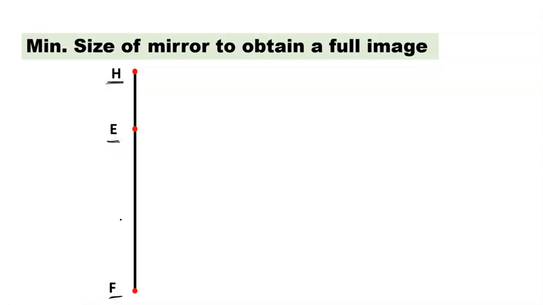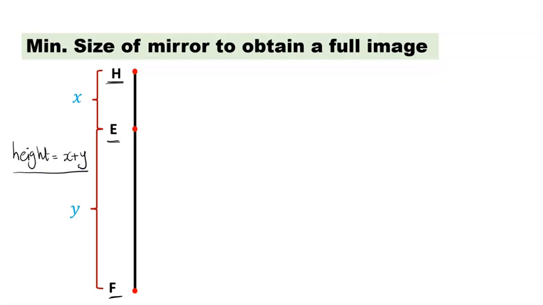Now if this is a person and I have the distance between head and the eyes as X and the distance between the eyes and the foot as Y, then the height of that person will be given by simply X plus Y. So this will be the height of the person, X plus Y. Let's remember this, we will use it later.